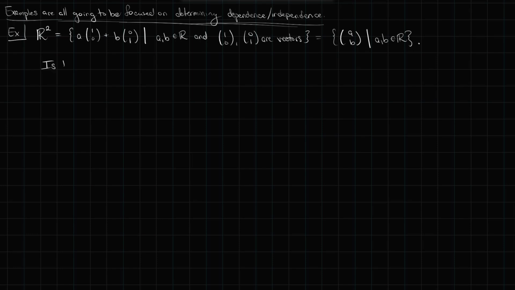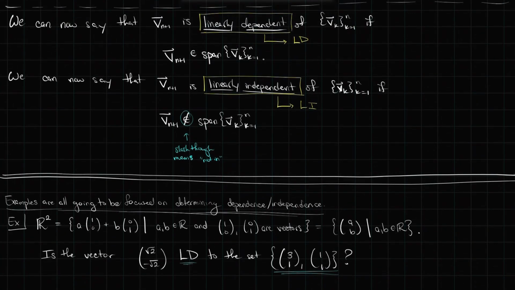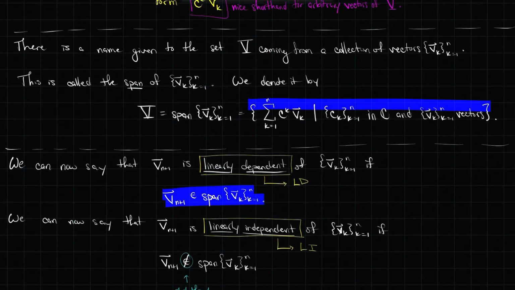So is the vector (root 2, negative root 2) linearly dependent on the set {(3,1), (1,1)}? So we always have to compare, every time we have this question about dependence or independence, it's always as compared to another set. And the way we check is we just go back up to our definition. So we look at this definition, we have to check if we are sitting inside of the span of that set. And what is the span of a set? The span of a set is just all linear combinations of elements in that set, or the sum of all vectors in that set with arbitrary coefficients.